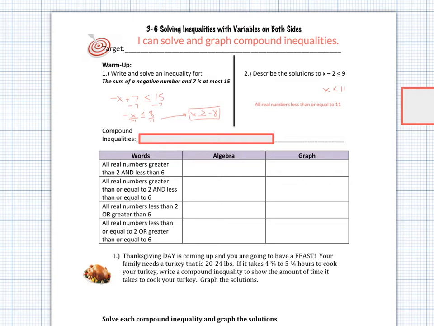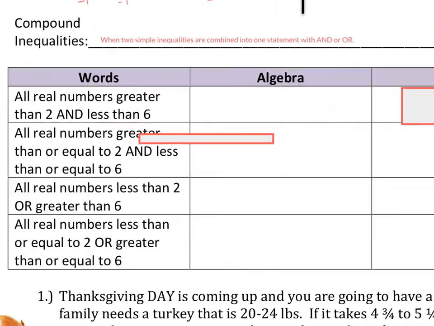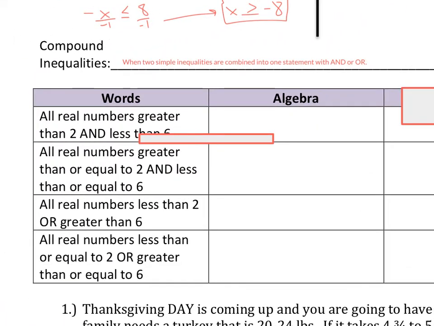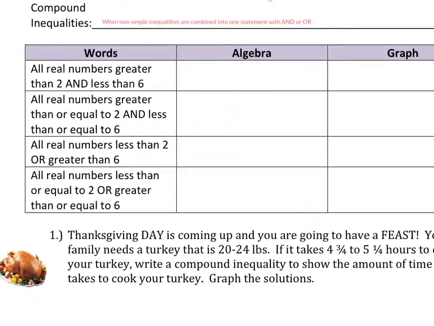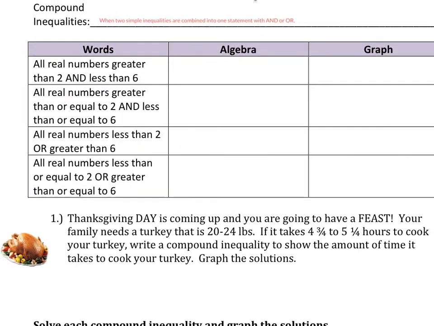So that brings us to the question, what are compound inequalities? Well, compound inequalities are when two simple inequalities, in other words, like x is less than or equal to 7, are combined into one statement with "and" or "or." Let's talk about what that looks like in practical terms. We've got 4 examples of 4 different types of compound inequalities.